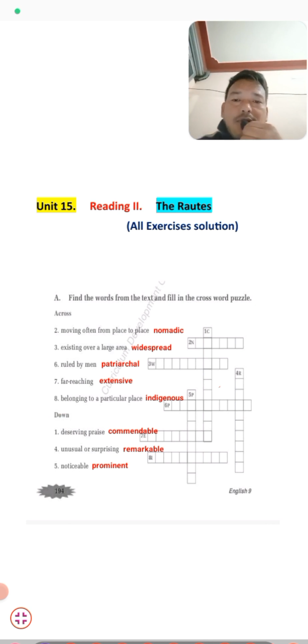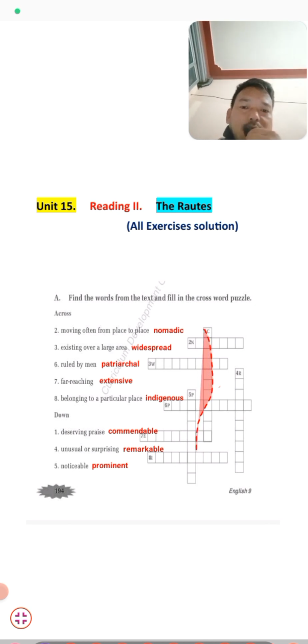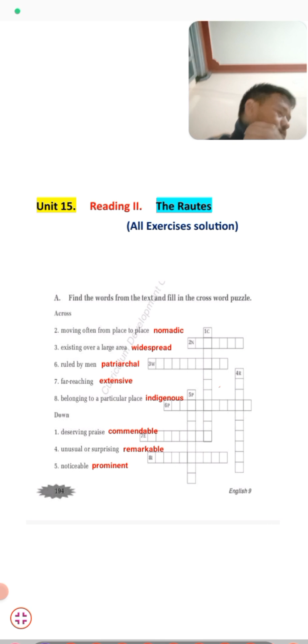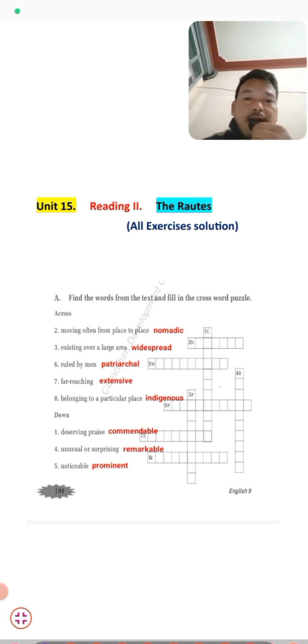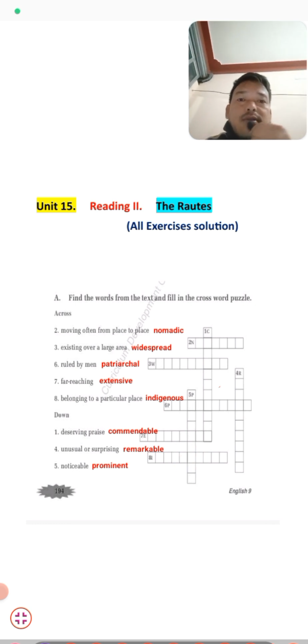Now come to the downside again. It's deserving praise. Number 1, it's commendable. Okay, this is the downside number 1 here. Again, downside number 4, unusual or surprising. It's remarkable. Where is that? Number 4 is here. Okay, students. Now, finally, we have noticeable, that is prominent. It's number 5. It's here. Students, it's all about your exercise of crossword. I hope, students, you can do that.